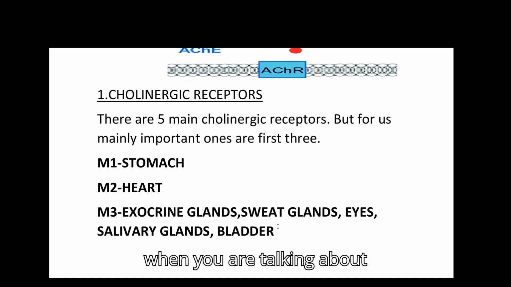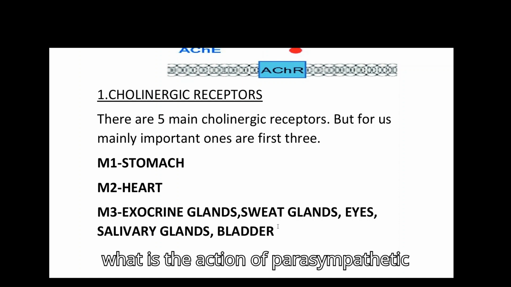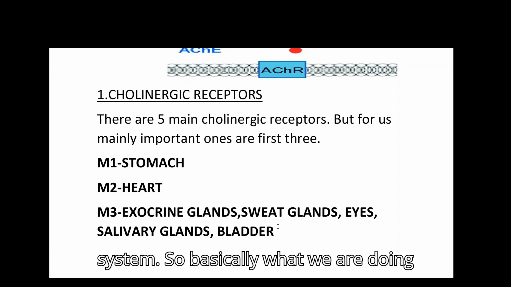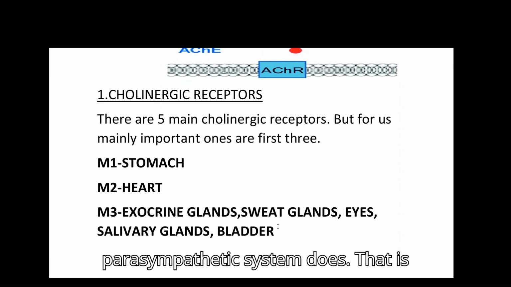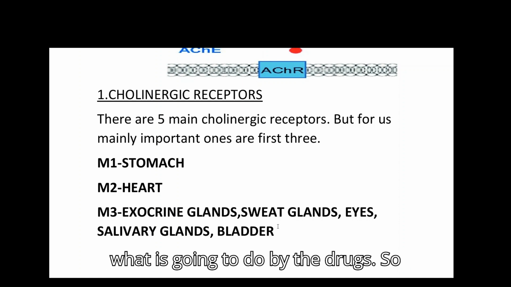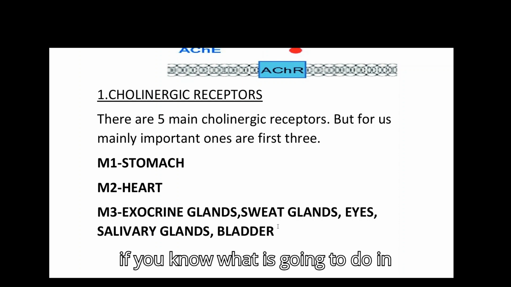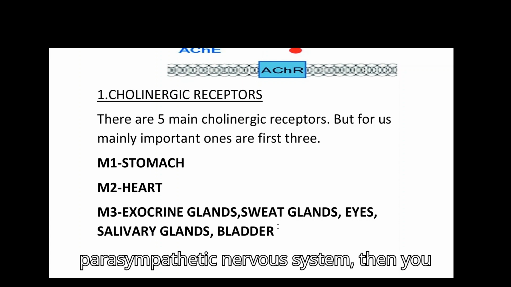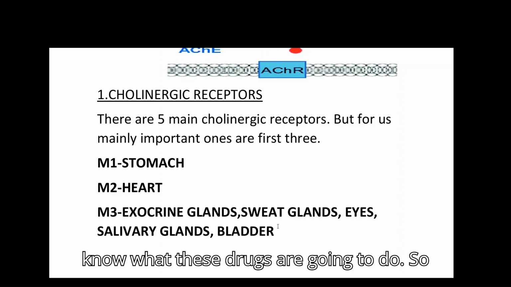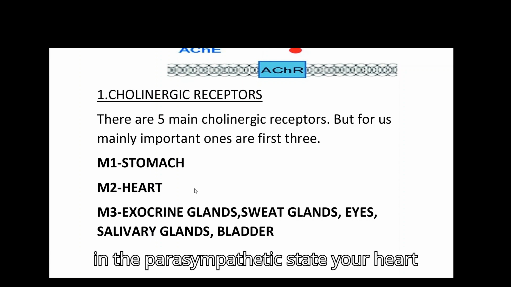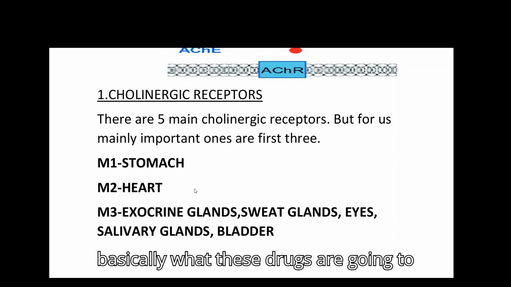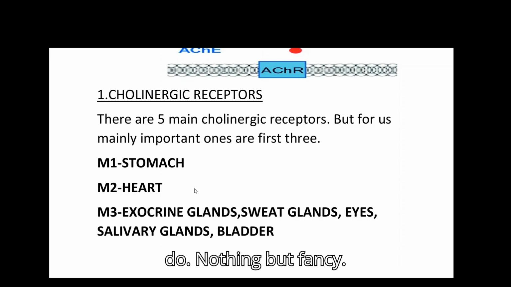When you are talking about the parasympathetic system or parasympathetic drugs, you have to know the action of the parasympathetic system. Basically what we are doing with these drugs is mimicking the function. So when you know what the parasympathetic system does, that is what the drugs are going to do. As an example, M2 is in the heart. In the parasympathetic state, your heart rate will be reduced. This is basically what these drugs are going to do. Nothing fancy.